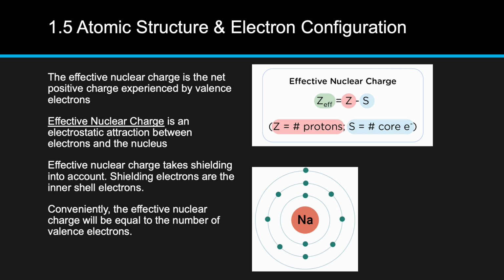Before we get into electron configuration, I wanted to address effective nuclear charge. That is the net positive charge that is experienced by valence electrons. It's an electrostatic attraction between the electrons and the nucleus, and what it does is it takes out the shielding electrons. The shielding electrons are essentially the core electrons, so all electrons that are not the valence electrons. And conveniently, the effective nuclear charge is equal to the number of valence electrons. It's not the same thing, but they are equal to each other.